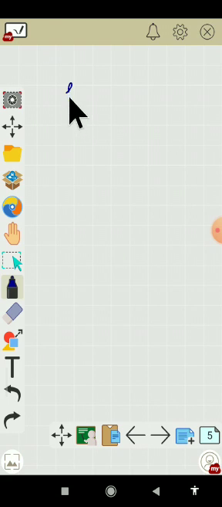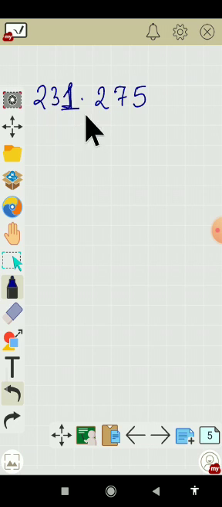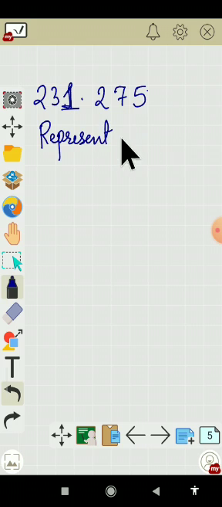Suppose one decimal number I have written here, 231.275. So I want to represent this one in the place value chart. So represent or write down the digits in the place value chart.